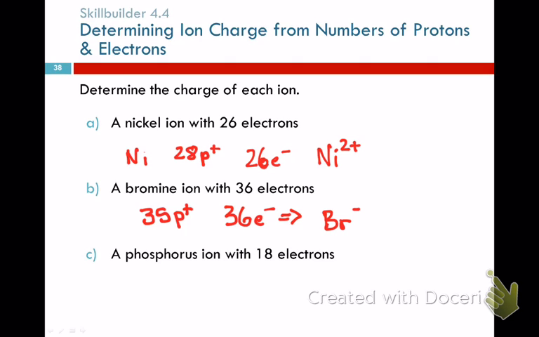So the symbol is Br minus. Okay. Phosphorus. Phosphorus is where? P, right? So it's 15. So it's got 15 protons. How many electrons does it have? It says up there. It normally has 15, right? How many does it say it has up there? 18 negatives, right? So it picked up 3 electrons. Its charge is going to be 3 negative, yeah?